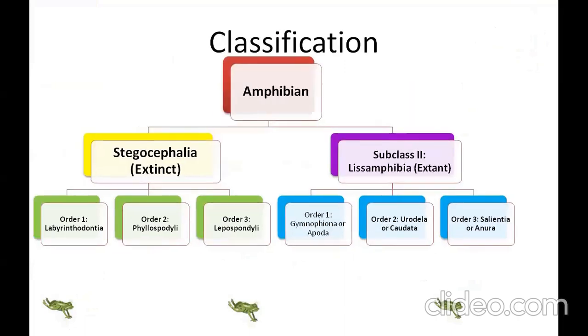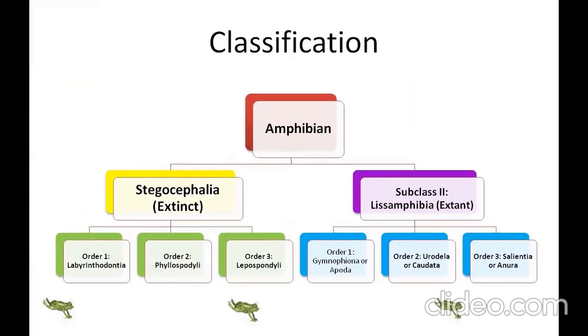And next we move on to the classification. The classification is very important. We just saw the characteristic features, and now we move on to the classification. The organisms are found under the phylum Vertebrata, class Amphibia, and the subclass. They have two subclasses. One is Stegocephalia. The Stegocephalia subclass is completely extinct, and subclass 2 we call the Lissamphibia or the modern amphibia, which is the living or extant one.